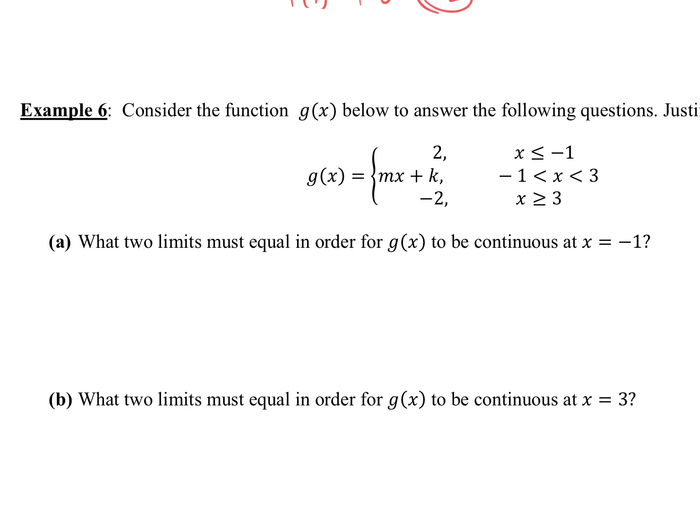So if I look at letter A, it says what two limits must equal in order for g of x to be continuous at x equals negative 1. Okay, so in order for me to test at negative 1, I'm going to use the top and that middle function, right? For my limits on the left and my limits on the right. So let's just write those out. The limit as x approaches negative 1 from the left of 2, right, has to equal the limit as x approaches negative 1 from the right of our function mx plus k. Okay, those must equal each other, right?